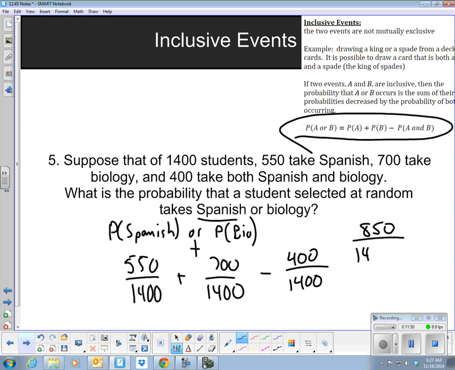So that's going to be 850 over 1,400, which takes a little bit of division. I get a probability of 17 over 28.